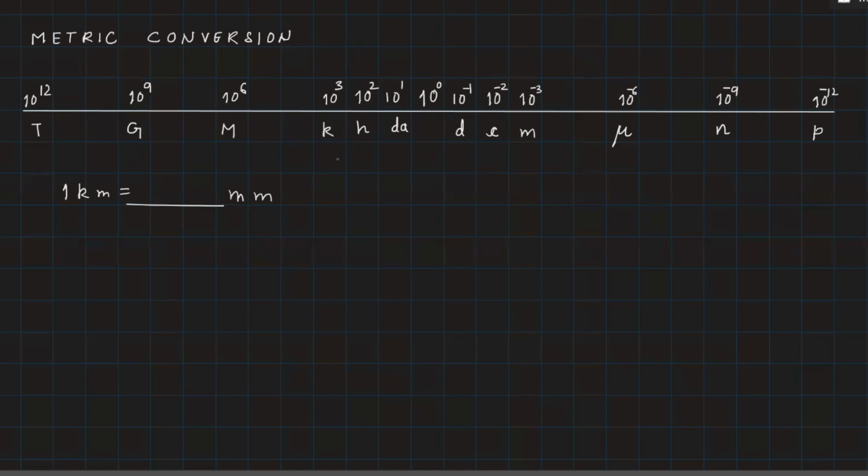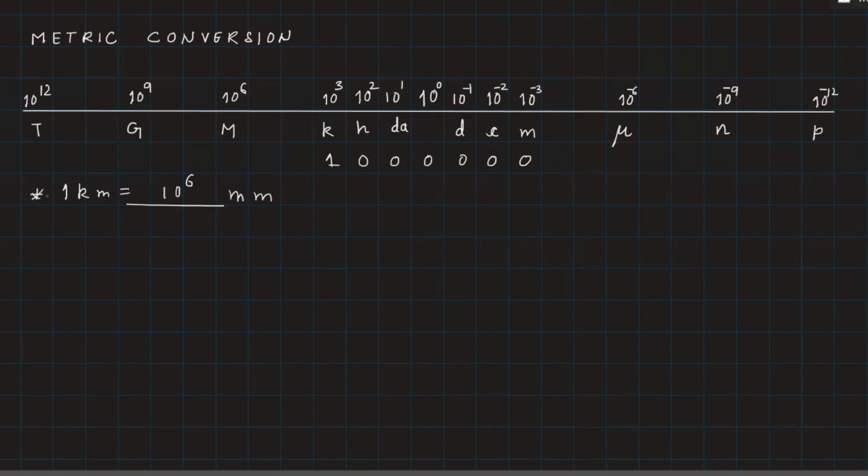So this is a kilometer. Kilometer is over here, and then millimeter is here. So this will be 1, 2, 3, 4, 5, 6. That means it is 10 to the power 6 millimeters. 1 kilometer is 10 to the power 6 millimeters.